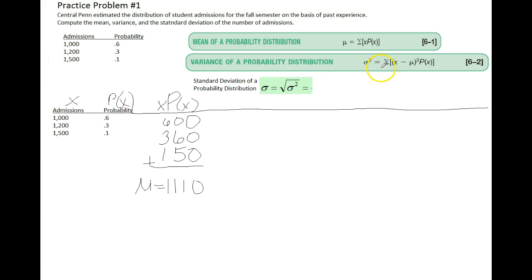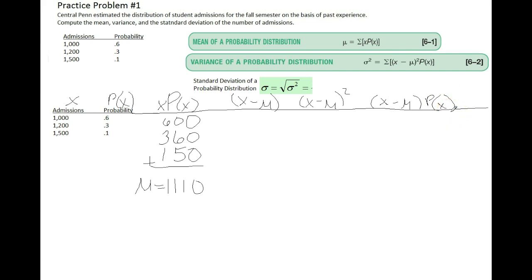The next thing we need to find is the variance. The variance is this equation here, and we are going to break this down into small bits. So first we are going to calculate X minus mu. I'm going to write it all out here so you can see where we're headed. Then the next step is to do X minus mu and square that. Then we are going to do X minus mu squared times P of X.